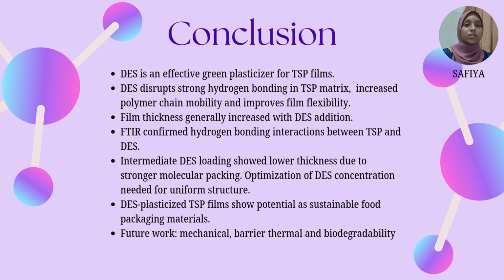DES disrupts strong hydrogen bonding in the TSP matrix, increasing polymer chain mobility and improving film flexibility. In general, film thickness increased with DES additions, and FTIR analysis confirmed hydrogen bonding interactions between TSP and DES. However, at intermediate DES loading, lower film thickness was observed, suggesting stronger molecular packing. Therefore, optimizing DES concentration is important for uniform structural properties. Overall, DES plasticized TSP films show strong potential as sustainable food packaging materials, and future work is recommended to focus on mechanical, barrier, thermal, and biodegradability studies.